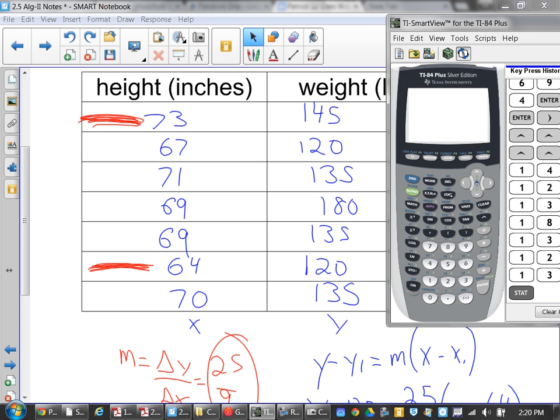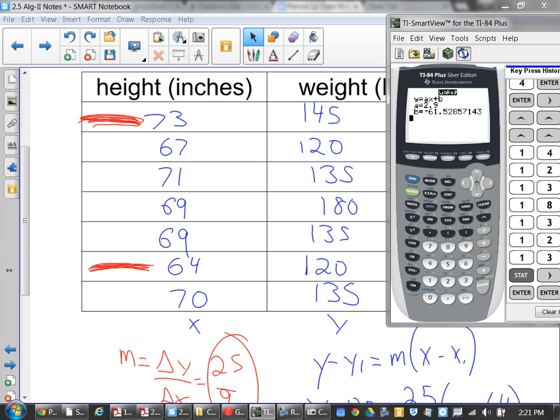Hit stat again. Move it over to where it says calculate. And if you look at the options that we have, I want to use option 4, linear regression. Because when we used the scatter plotting, when we put the scatter plot up, we noticed that our data was increasing at what seemed to be a normal rate. Option 4. I think your screen might be different than mine because of the operating system. And hit enter. And that's given us our A and our B.